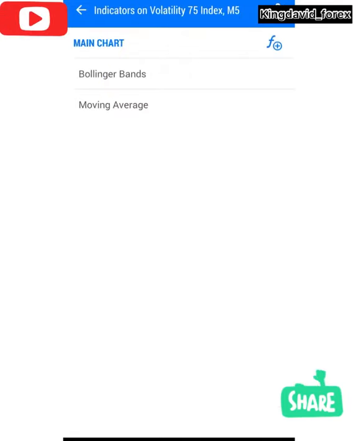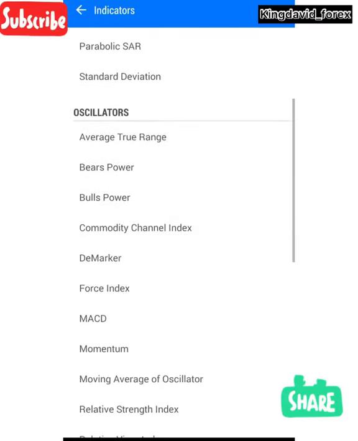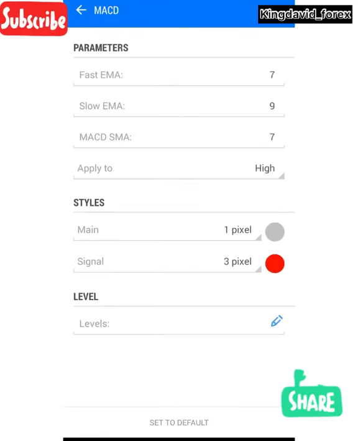MACD. Make sure that your fast EMA is 7. If yours is different, you can change it to 7. Your slow EMA is 9. Your MACD SMA is 7. Then make sure that apply to is high. I think the other settings are okay. Done.